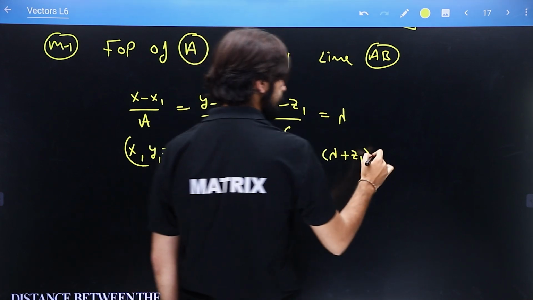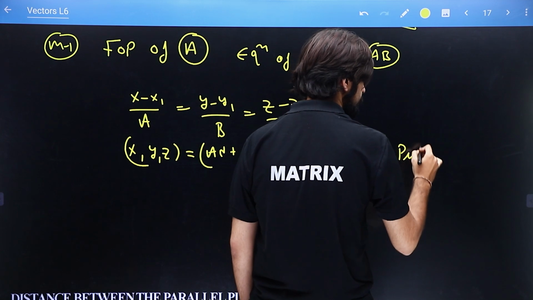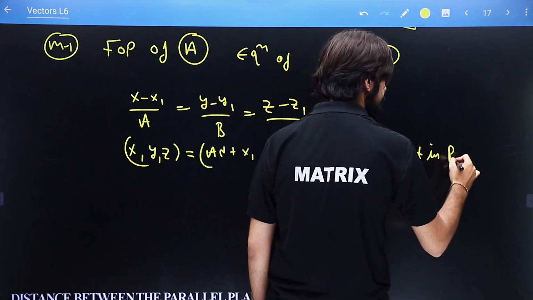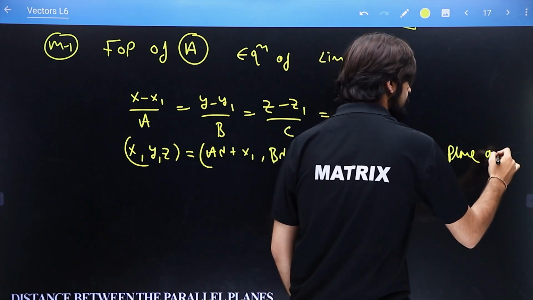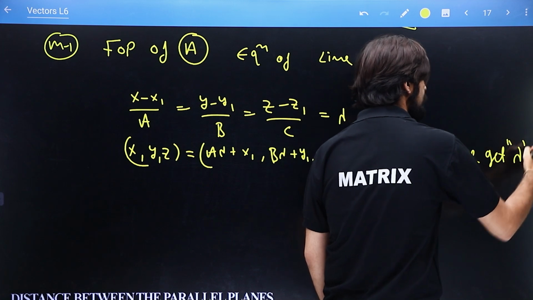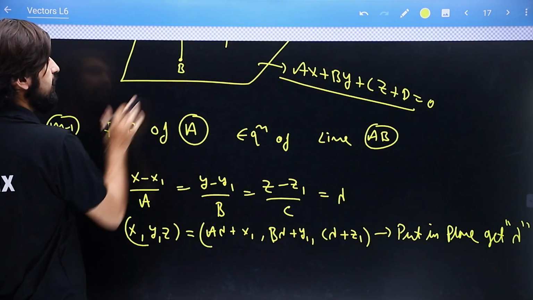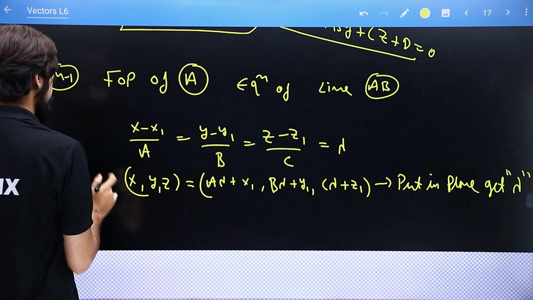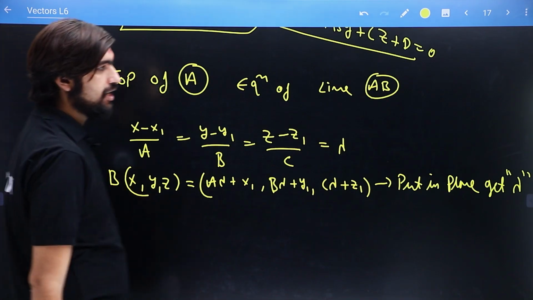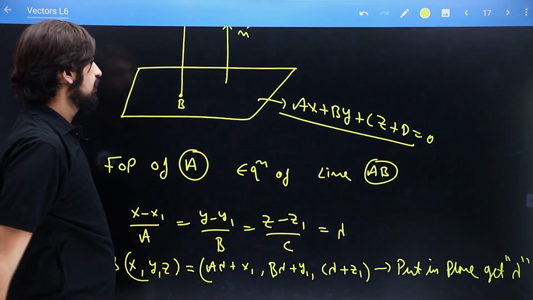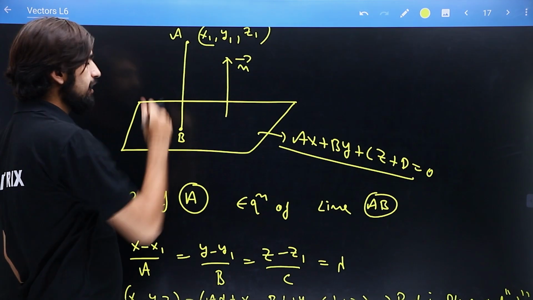And you can put this in the plane and get lambda. As soon as you are getting lambda, you can get the coordinates of B. These are the coordinates of B. And as soon as you get B, you got the foot of perpendicular, then you can find AB.